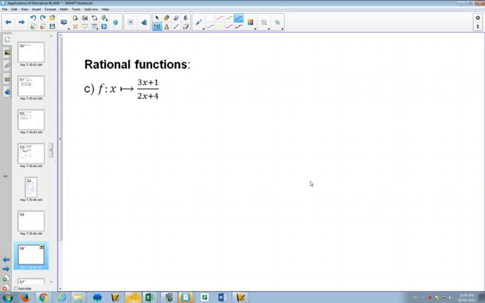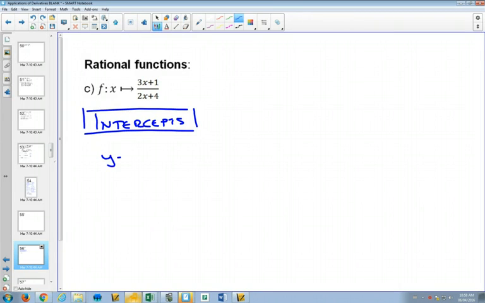So here we have a rational function. If we start with our intercepts, again, the y-intercept is easy because you can just plug in 0 for x. And this one's easy to see that it's going to be 1/4.